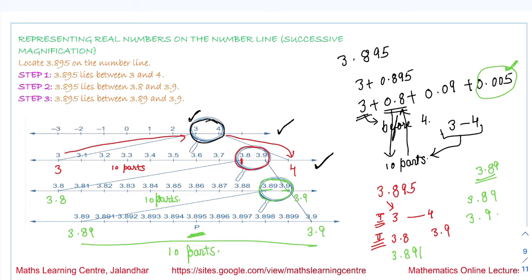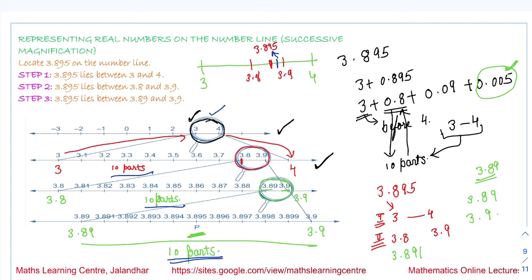So basically what we have done, this is 3 to 4. Then over here somewhere it will be 3.8 and 3.9. In 3.8 and 3.9 there will be 3.895 and 3.9. In between these 2 points we are saying 3.895 will lie. So we started with this line between 3 and 4. We magnified it, divided it in 10 parts. Again we magnified it, divided it in 10 parts, and again we magnified it and divided it in 10 parts.